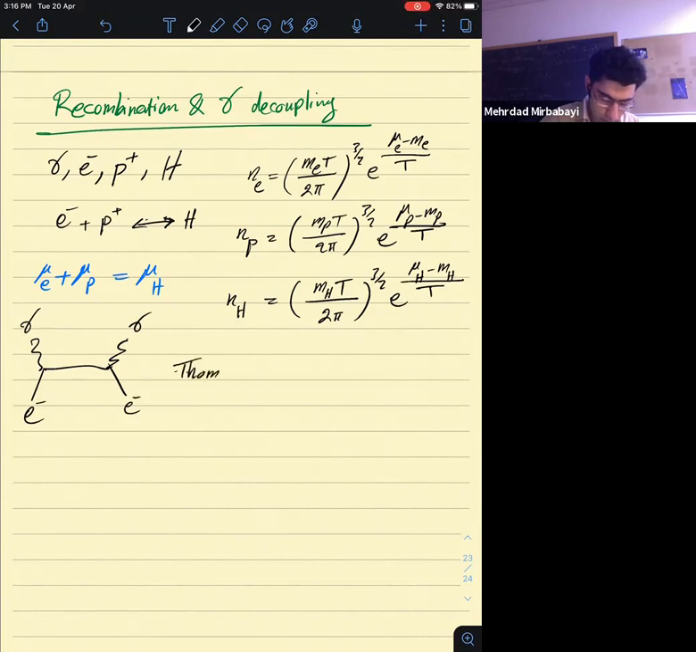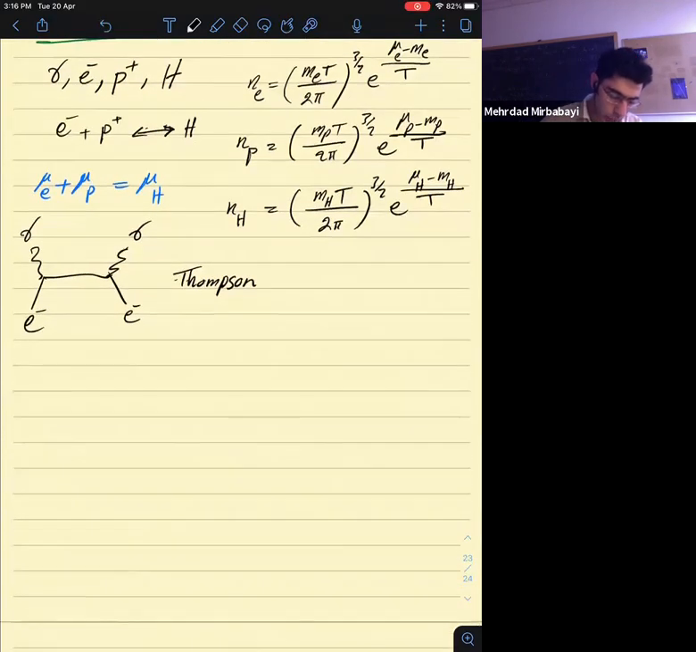So this is Thomson scattering, whose cross-section is relatively big, because it's proportional to 1/m_e², and the electron is much lighter than the proton. So this is the process that couples photons to electrons. And then we have the protons that are coupled to electrons. This is called Coulomb scattering, because these are charged particles, so they have a Coulomb interaction.